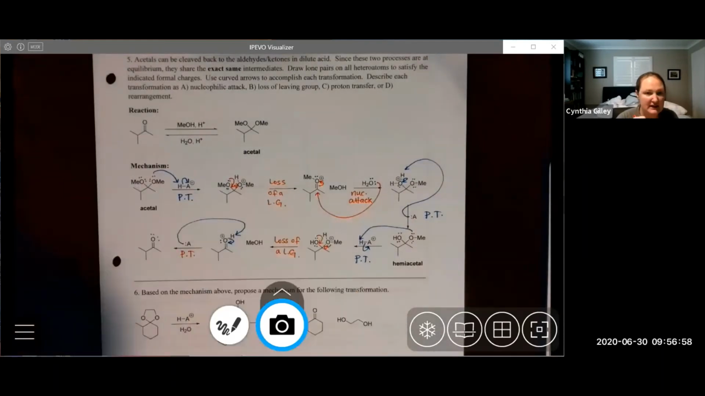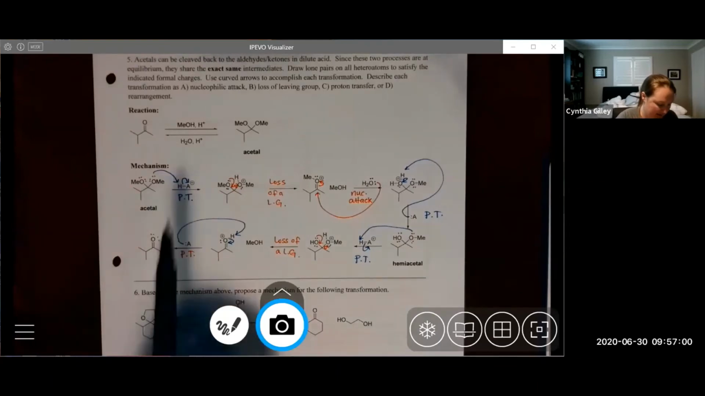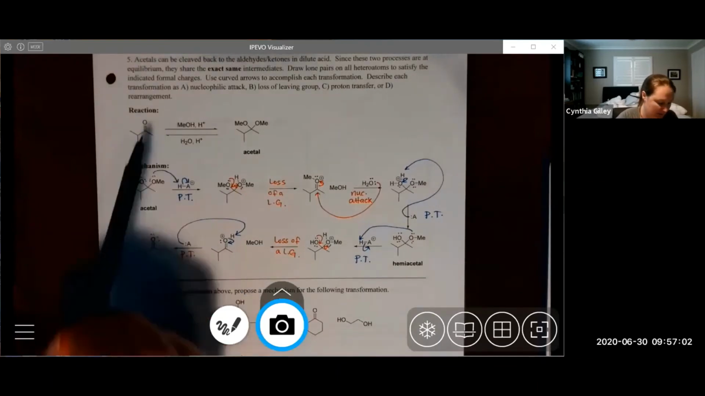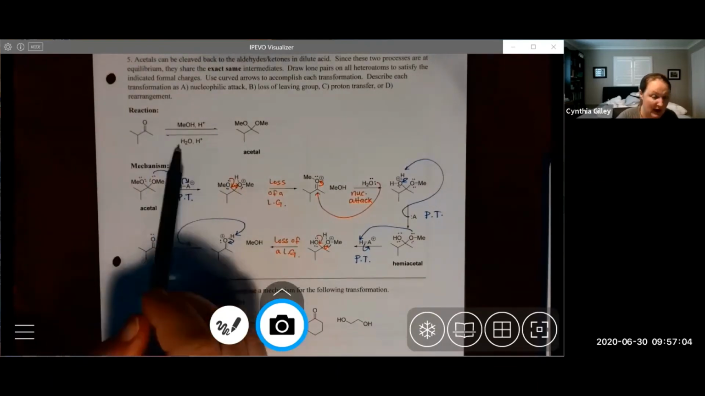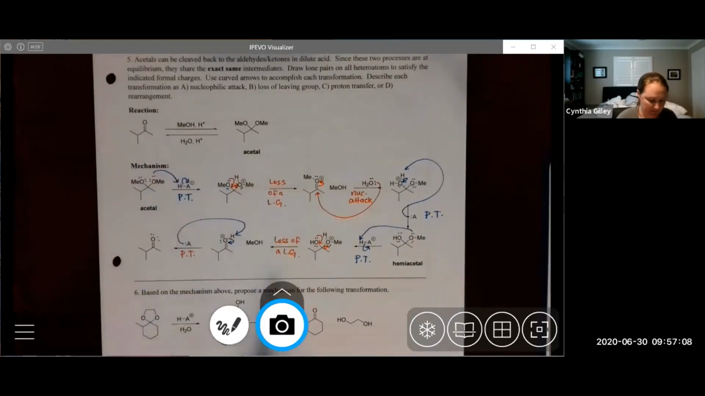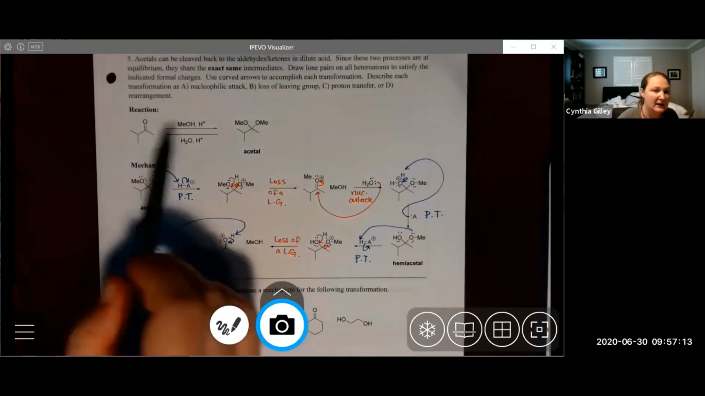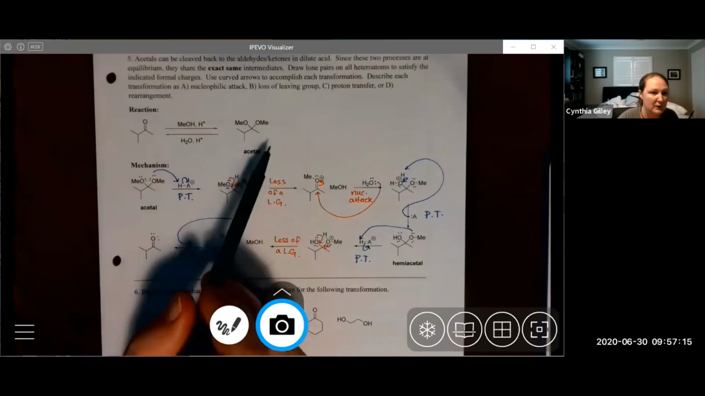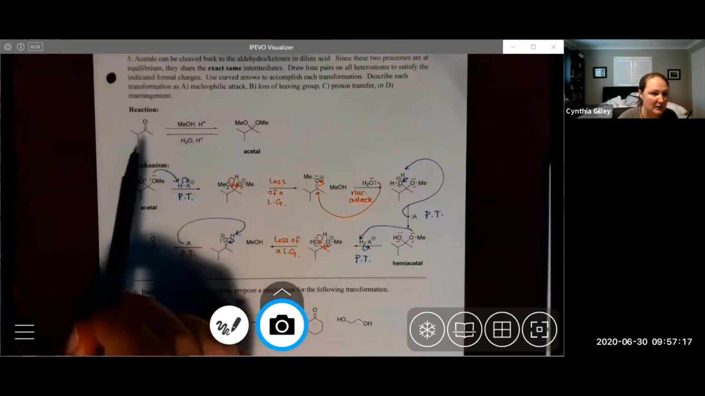The conditions that would favor that are, instead of having a bunch of methanol around, you would take this acetal and add dilute acid, lots of water around, which would drive the equilibrium. So whenever you have a reversible reaction, you should be thinking about blocking groups, protecting groups. You might be able to use that.